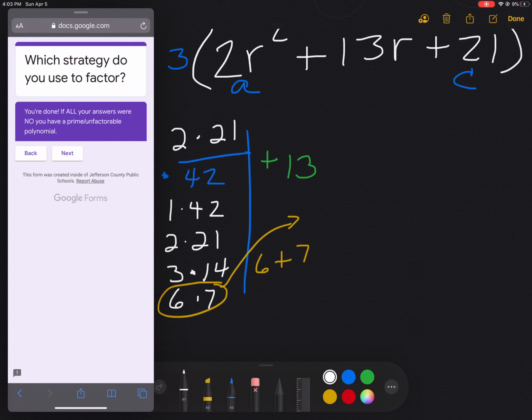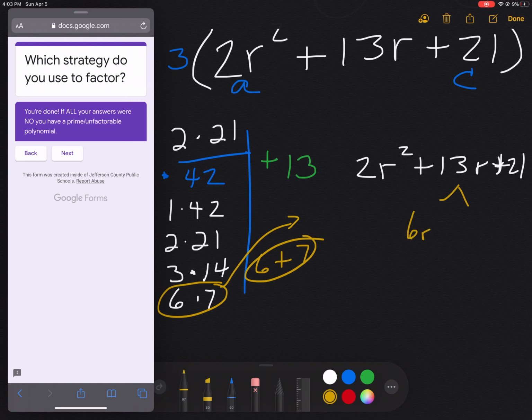So remember what you need to do now is you need to take that leftover polynomial, and we're going to use that 6 and that 7 to break that 13r apart into 2 terms, so that now we have a polynomial that now has 4 terms to it. What was the point of taking that trinomial and breaking it up to make it into 4 terms? Well, now we can factor by grouping.